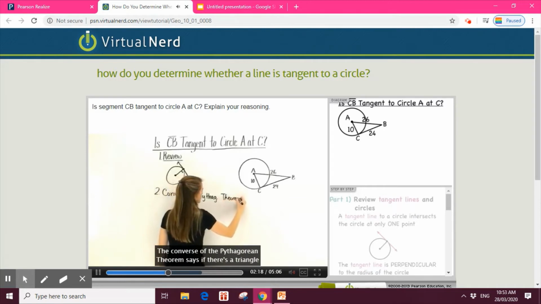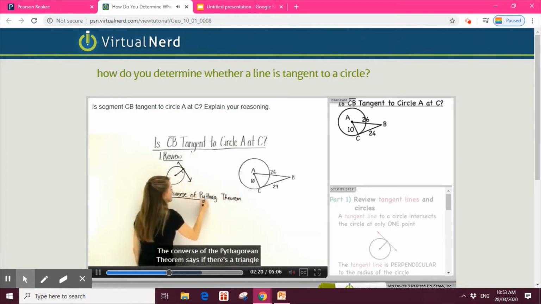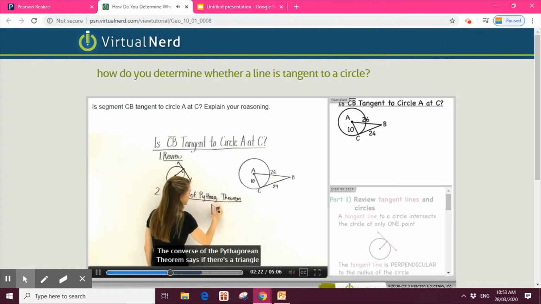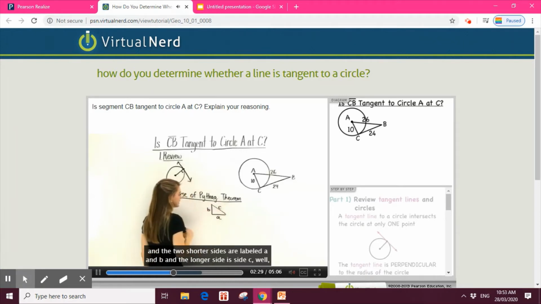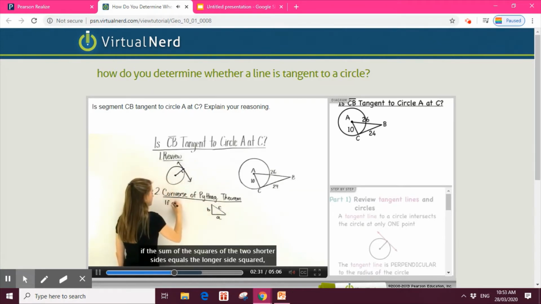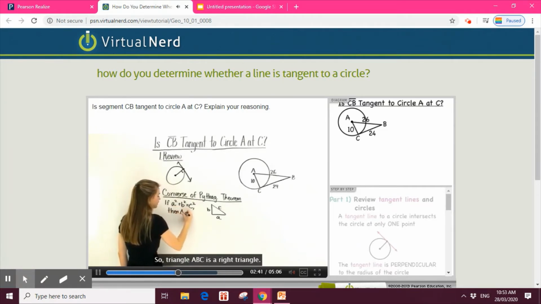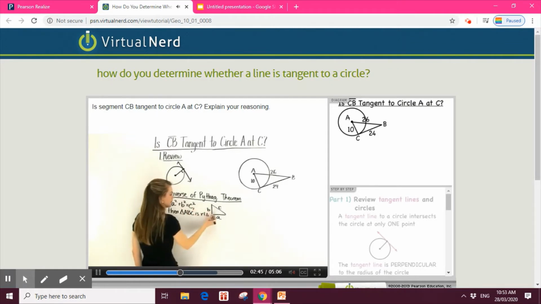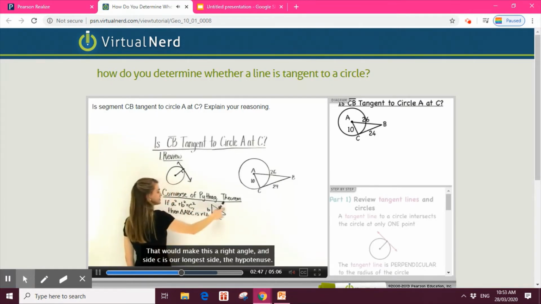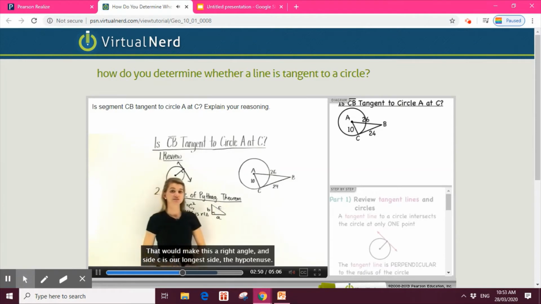The converse of the Pythagorean theorem says, if there's a triangle and the two shorter sides are labeled A and B, and the longer side is side C, well, if the sum of the squares of the two shorter sides equals the longer side squared, that means this triangle is in fact a right triangle. So triangle ABC is a right triangle. That would make this a right angle, since side C is our longest side, the hypotenuse.